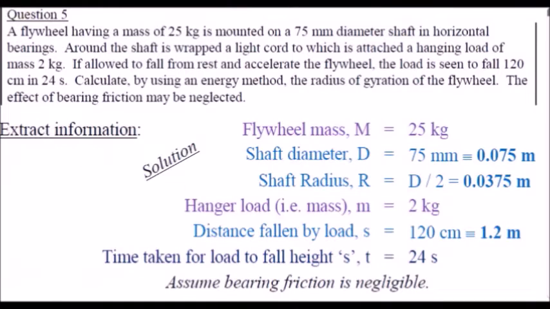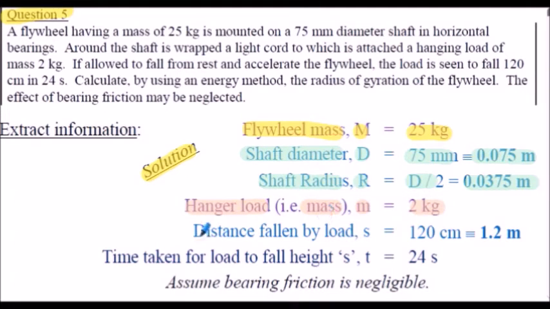So here's the solution for question 5. Extracting information from the question, we know the flywheel mass, that's capital M, was 25 kilograms. We know the shaft diameter, uppercase D, was 75 millimeters, and I said we always convert into meters when solving such dynamics problems, so that's 0.075 meters. The radius of the shaft, of course, is simply half the diameter, so that's 0.0375 meters. The hanger load, that's a mass on the hanger, lowercase m, was 2 kilograms.